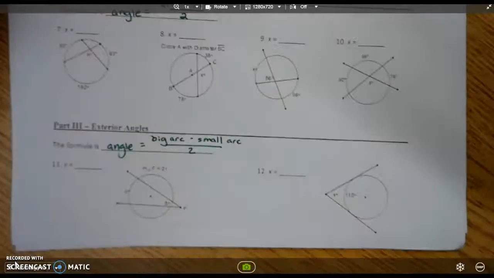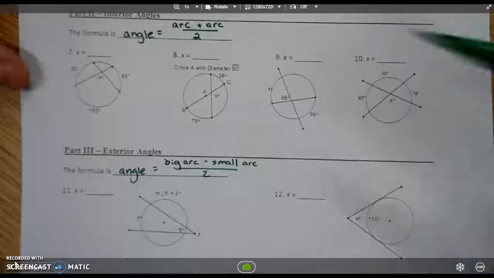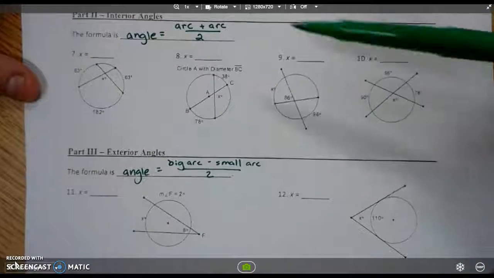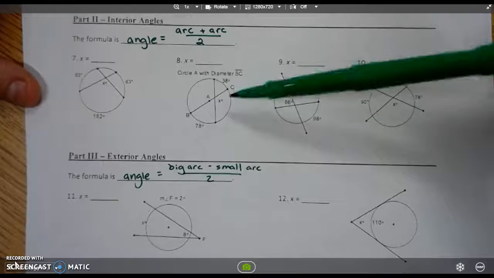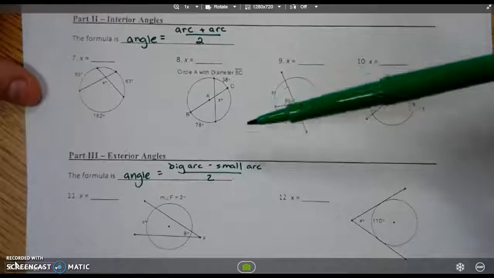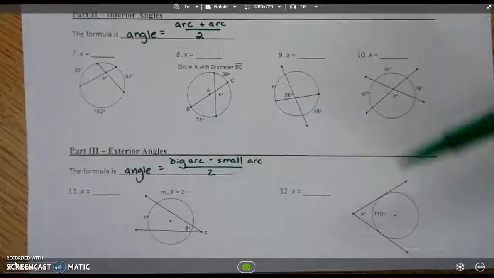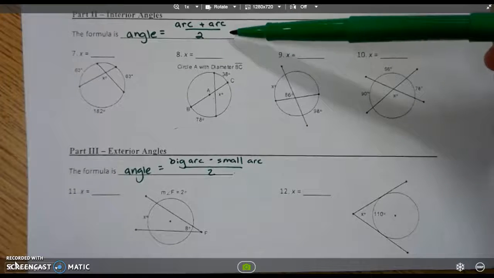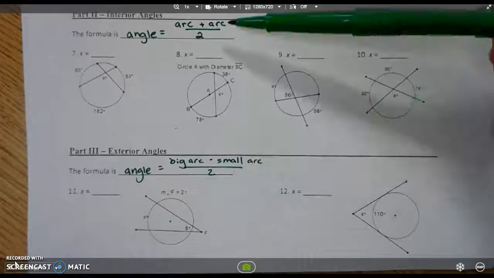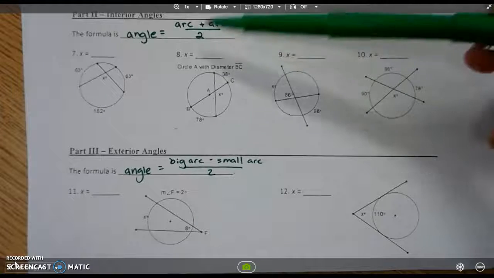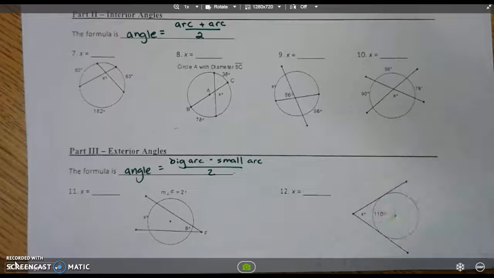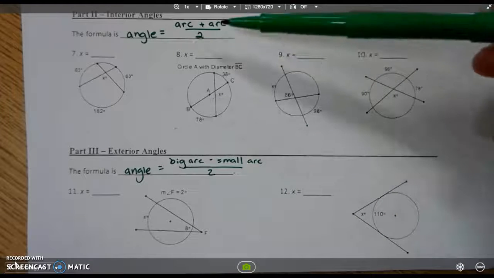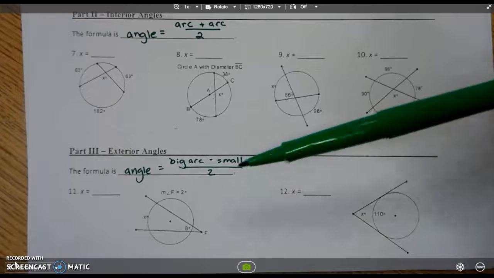7 through 10 are going to be interior angles, so I can figure out that these are interior angles because they're inside the triangle, right? And then you got exterior angles. The difference between an interior angle and an exterior angle is that if it's interior, I add and I find the average. If it's exterior, I subtract and I still divide by 2. So interior means add, exterior means subtract.